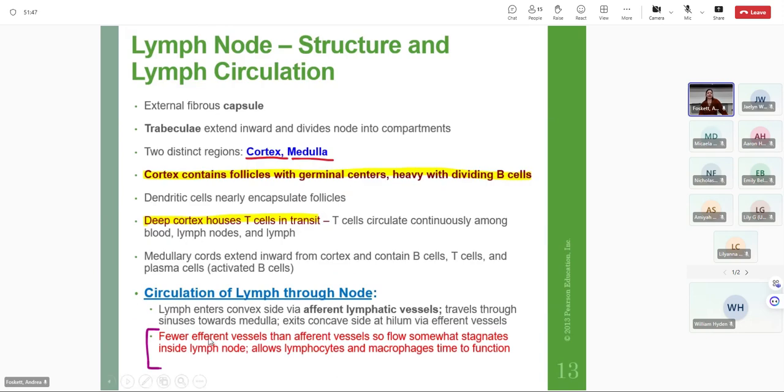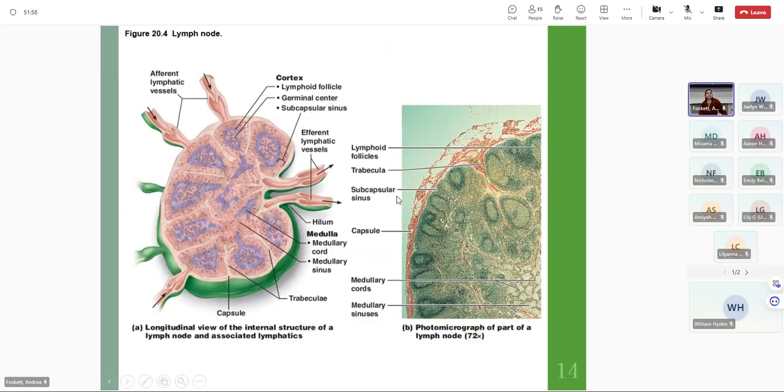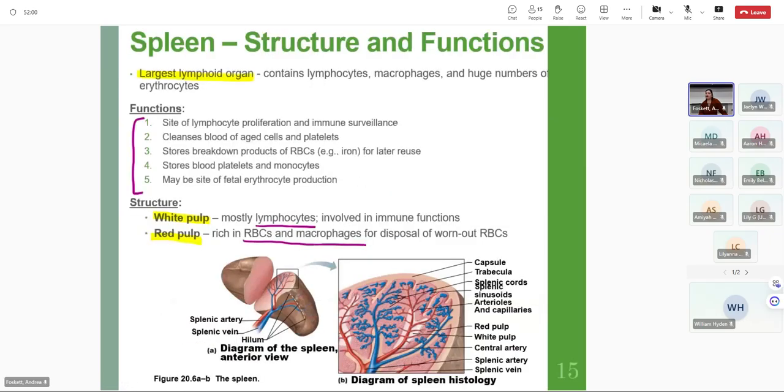Okay, efferent is outgoing, afferent is incoming. So why do you have more incoming vessels than you have outgoing vessels? All right. So far, so good? All right, so lymph node, that's a very important lymphoid structure. Let's talk about a few other structures.